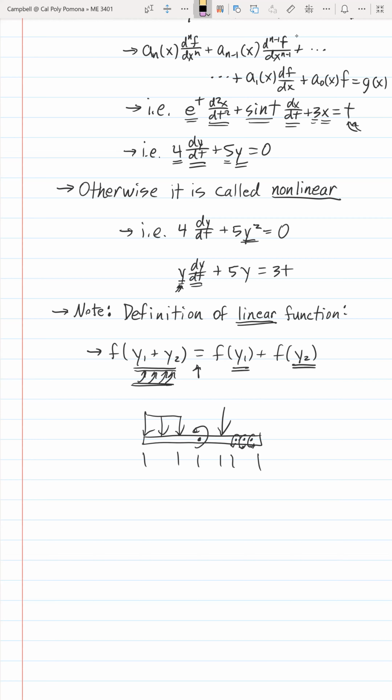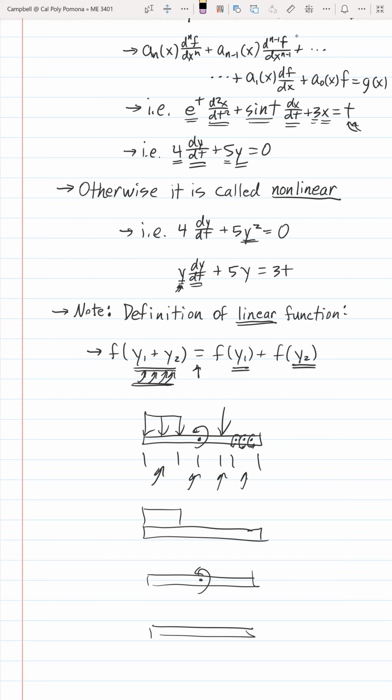So instead, another thing you can do is look at what is happening with this distributed load by itself. You can look at what's happening with this moment. You can look at what's happening with this point load. You can look at what's happening with this distributed moment, each one individually. So you can break this up into 4 different cases, and figure out what's happening with the deflection of each of these individual cases.